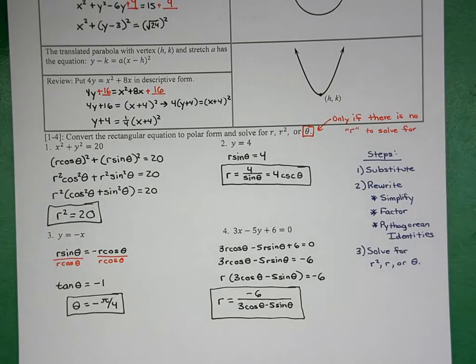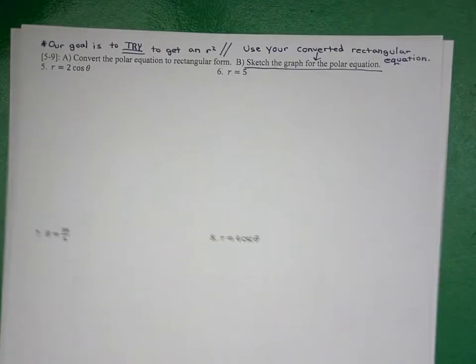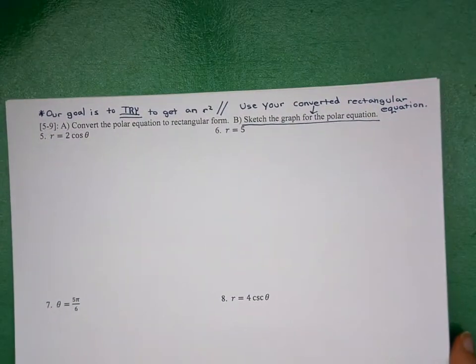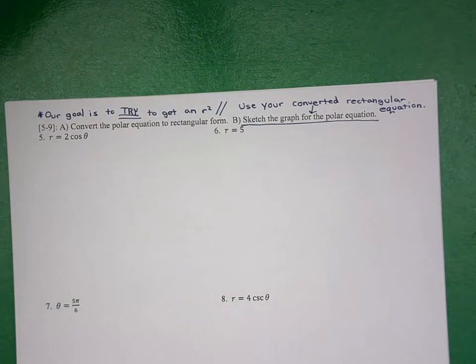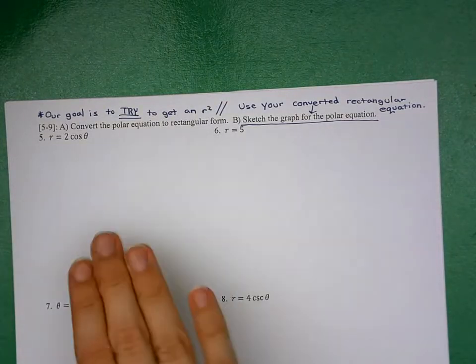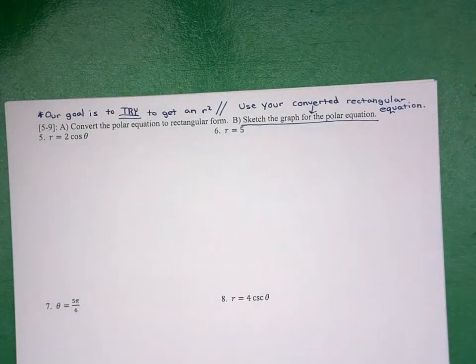Okay, so the second page we are going to be looking at going the reverse direction, which is from polar into rectangular. And so we've got 2 notes up here at the top that I want us to add in. First off, our goal with part A here, converting the polar equation to rectangular form, is to try to get an r squared. And sometimes you won't be able to, sometimes the r will go away altogether, but that's kind of always our focus. Is there any way that I can somehow get this to be an r squared?